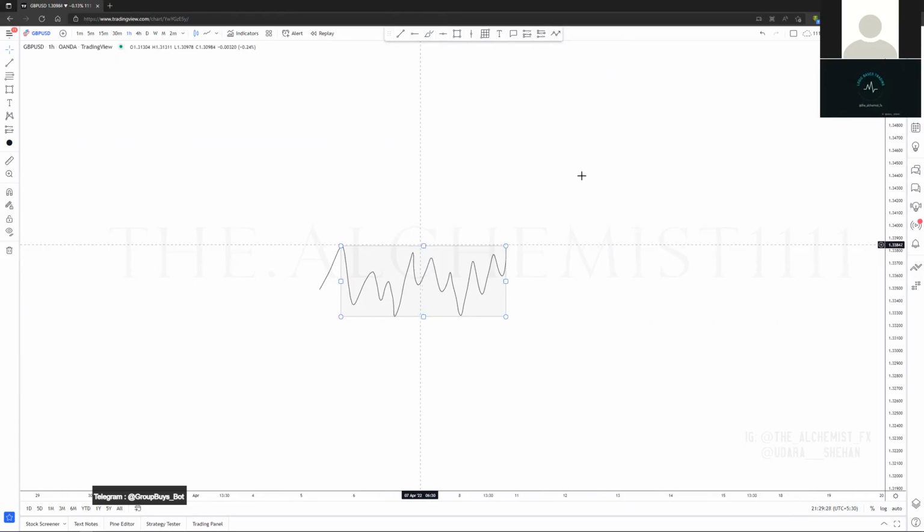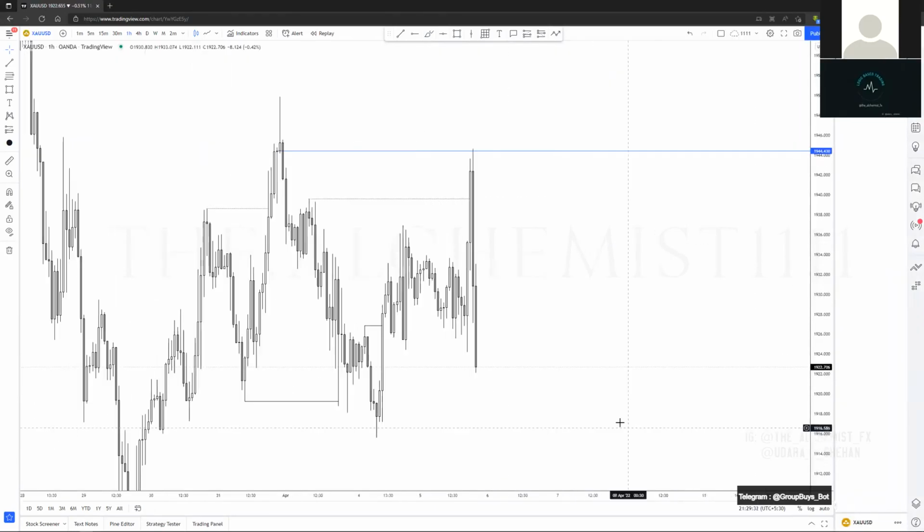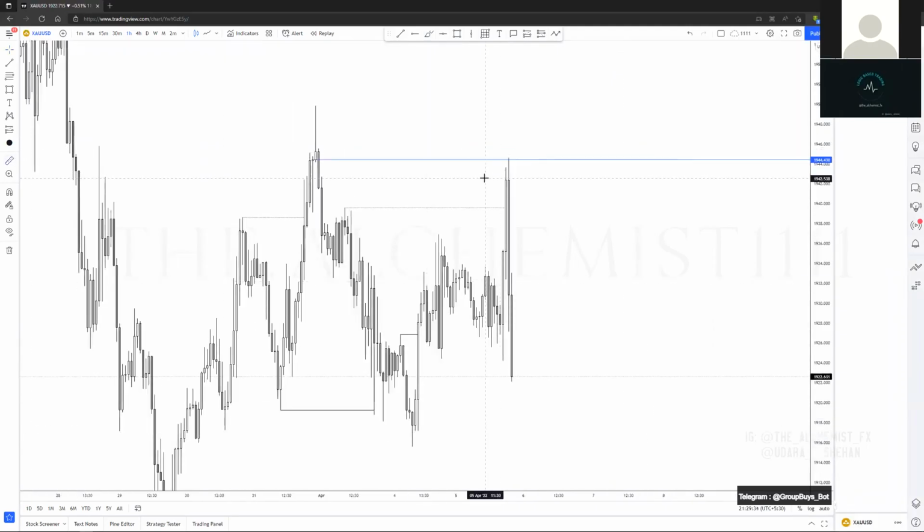Give me a second. I think gold started melting. Let me take some partials quickly. Let's go. Give me one second, I'm taking partials here. Yeah, it's shooting down. Perfect.